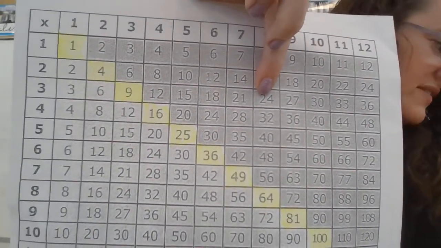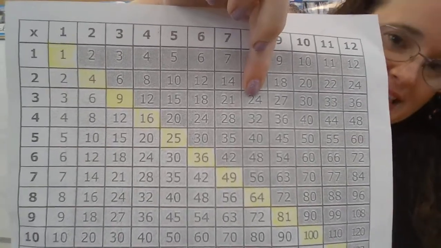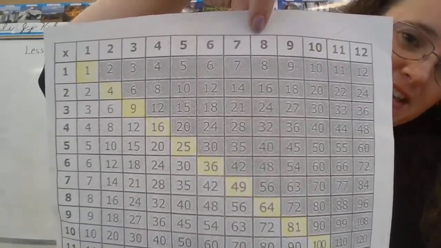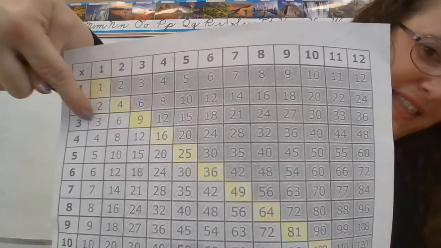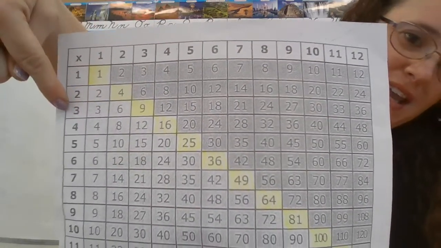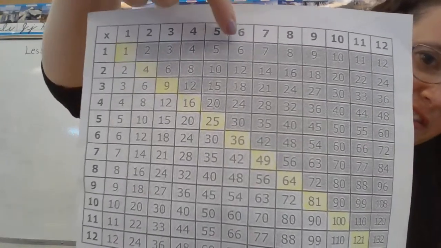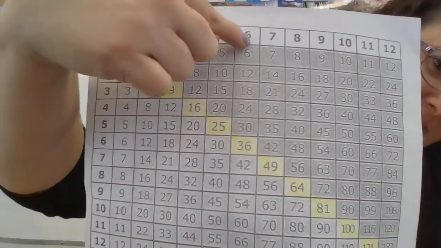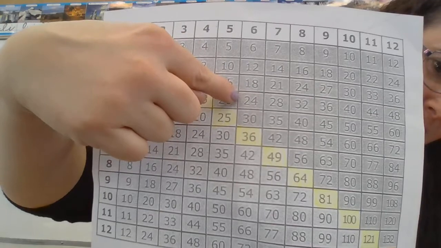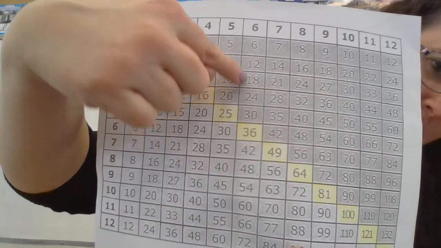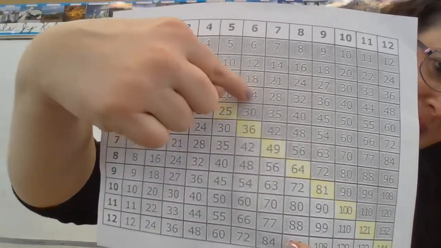Well, we're dividing 24 by 6. So if I look up here, that's going to give me an 8, and that's going to give me a 3. So that's not what I want to do. We need to find the 24 that's in the 6 column. So we're going to go right there. There's our 24, there's our 6.